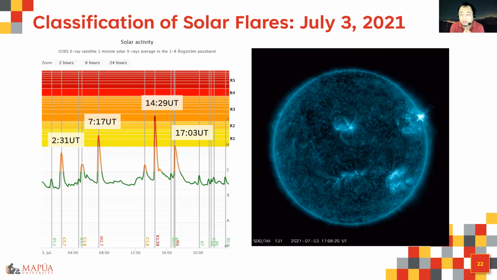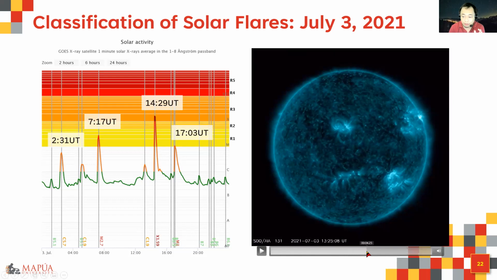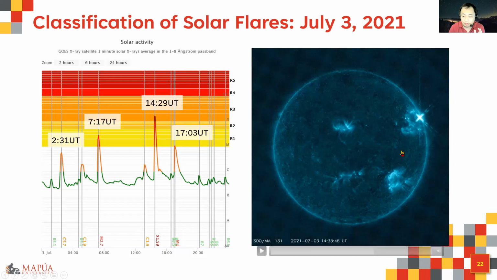On record, this flare is the first X-class flare. This is the first and so far the only X-class flare that happened in the current solar cycle 25.